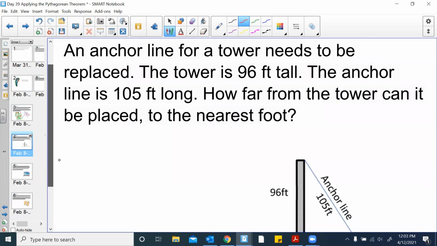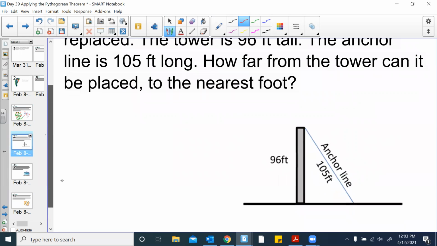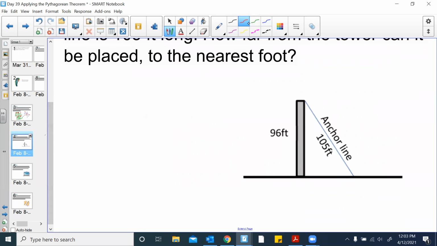So an anchor line for a tower needs to be replaced. The tower is 96 feet tall. The anchor line is 105 feet long. How far from the tower can it be placed, to the nearest foot? Again, here it looks like we can draw a right angle, which means that our C, or our hypotenuse, is going to equal 105 feet. Well, I like to say that we're always looking for our A, and then our B is just another number. All right, same thing, A squared plus B squared equals C squared.